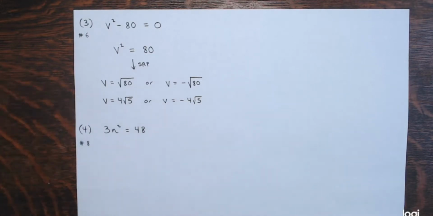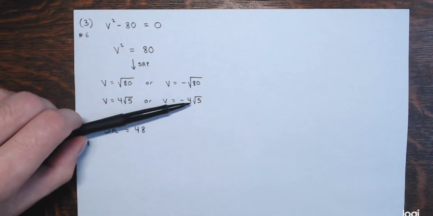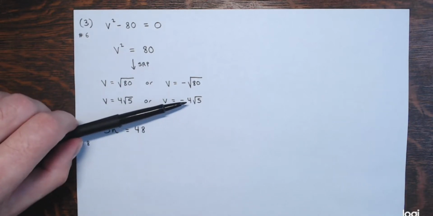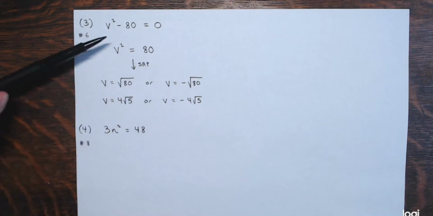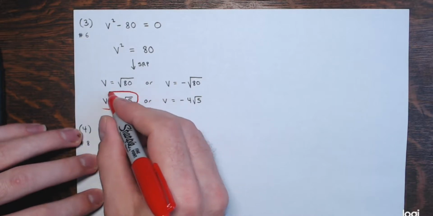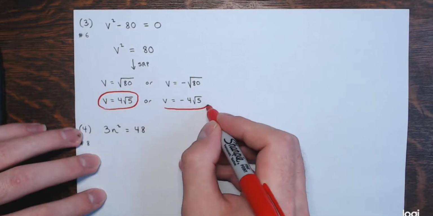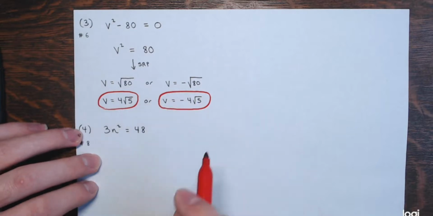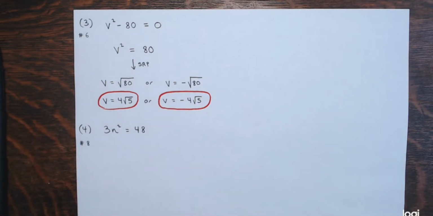And if you check them, both of these are a square root of 80. So if you square both of these, you get 80. So we'd get 80 minus 80 equals 0. That's true for both of these. So they both work. Positive 4 times the square root of 5, and also negative 4 times the square root of 5. Fantastic.